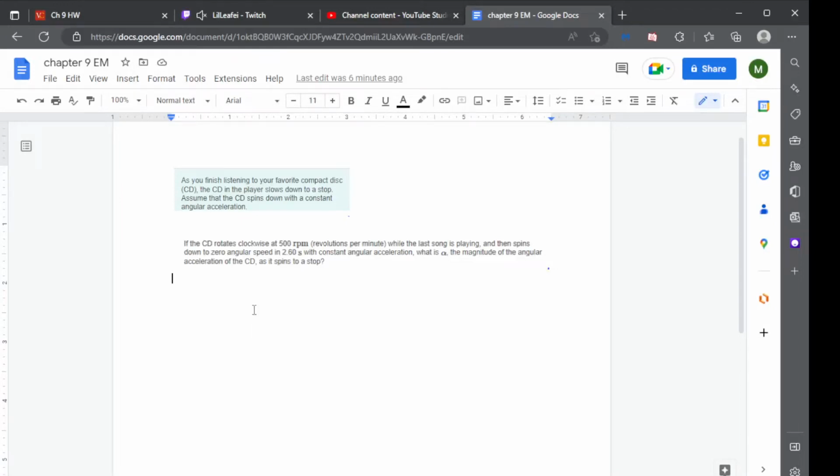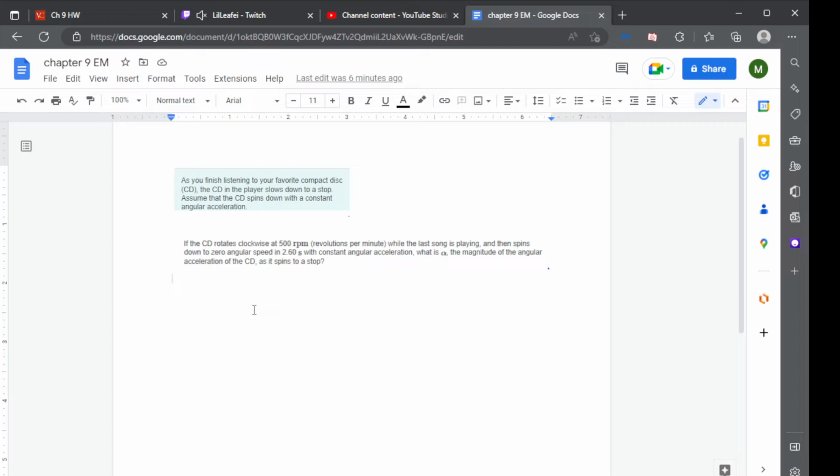As you finish listening to your favorite composed CD, the CD player slows down to a stop. Assume that the CD spins down with a constant angular acceleration. The CD rotates clockwise at 500 RPM while the last song is playing, then slows down to zero angular speed in 2.60 seconds with a constant angular acceleration. What is A, the magnitude of the angular acceleration of the CD as it spins to a stop?